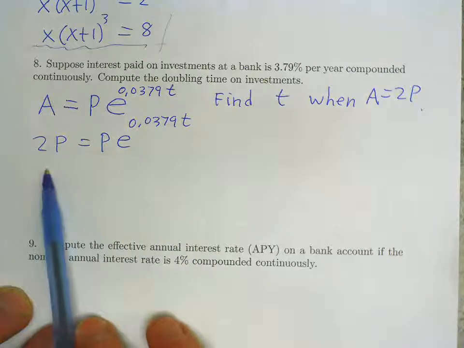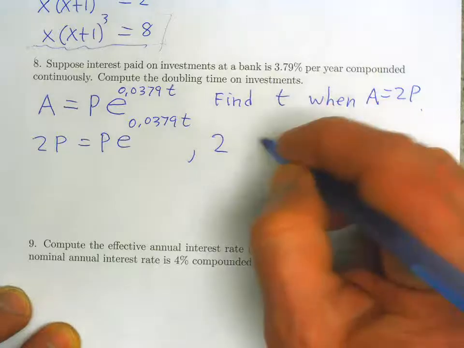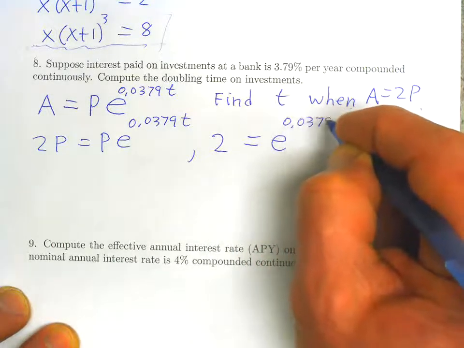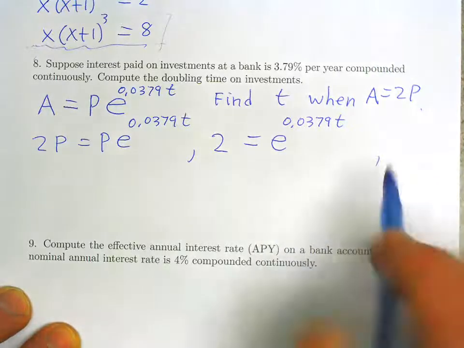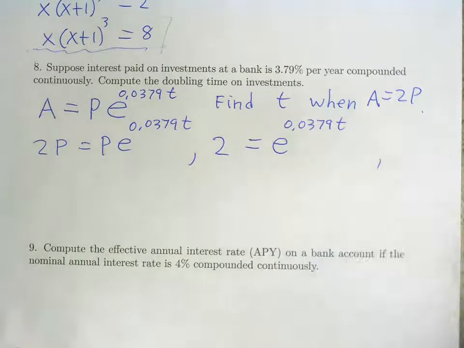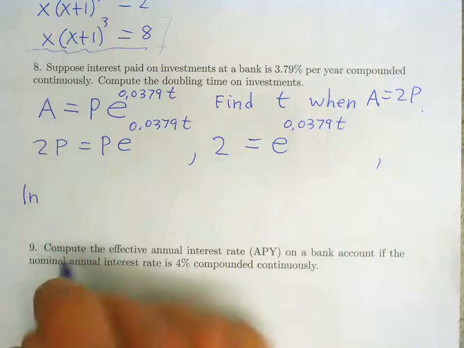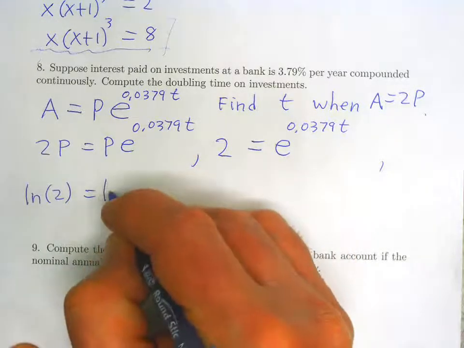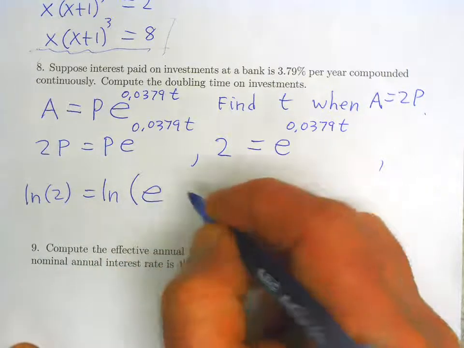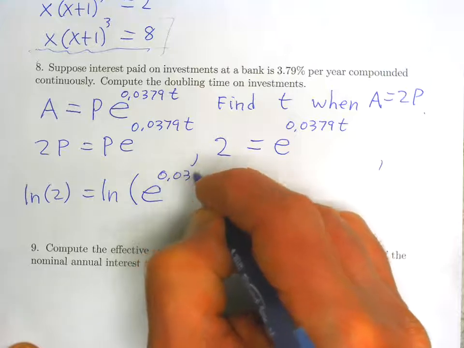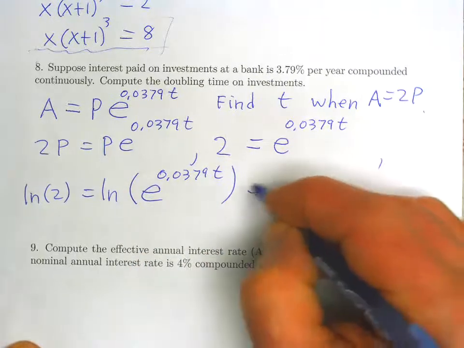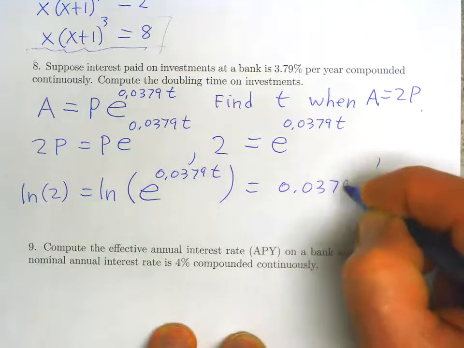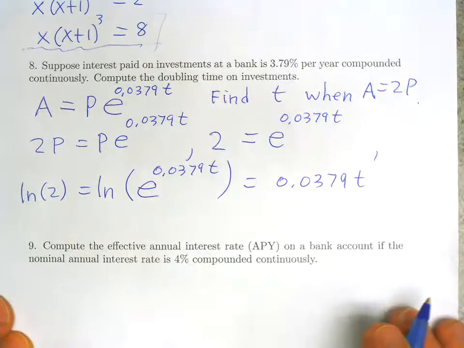Next, we divide both sides by P. We get 2 equals e to the 0.0379 t. We want to solve for t. T is in the exponent, so we use a logarithm to get t out of the exponent. The natural log of 2 equals the natural log of e to the 0.0379 t, and that's just 0.0379 t.